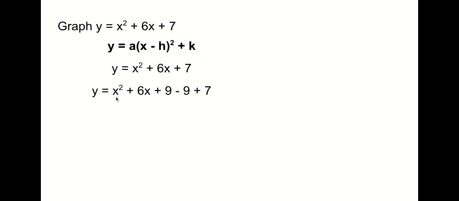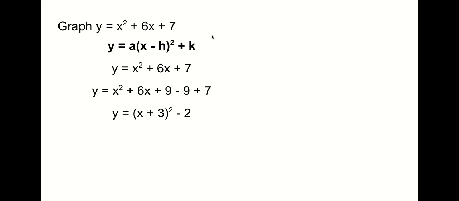And then how do I factor x squared plus 6x plus 9? What are the factors of 9 that add to 6? Well, they're 3. So it's got to be x plus 3 times x plus 3. And then negative 9 plus 7 is just minus 2. All right, so this x squared plus 6x plus 7 is the exact same thing as x plus 3 squared minus 2. And now you can see this is vertex form.